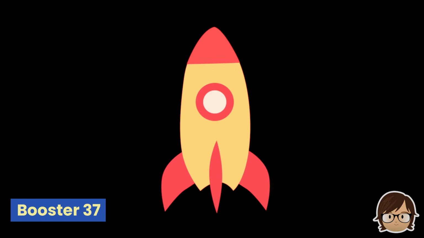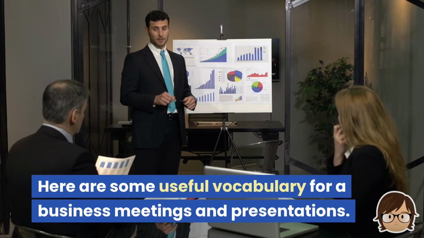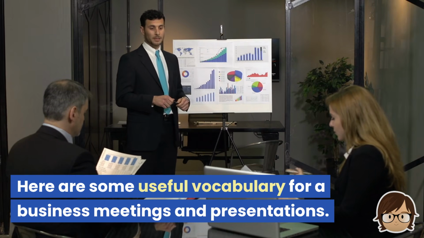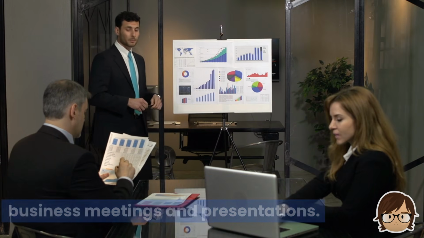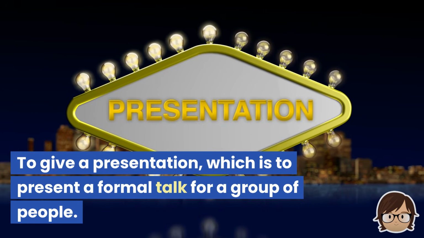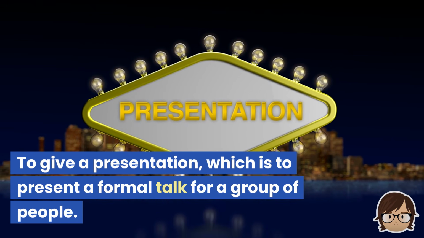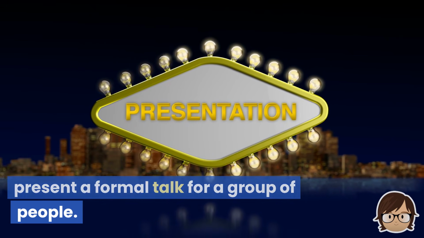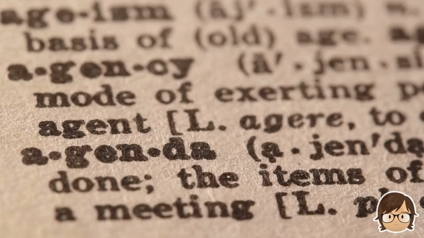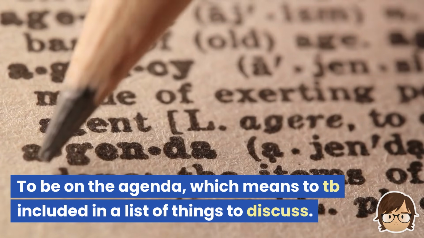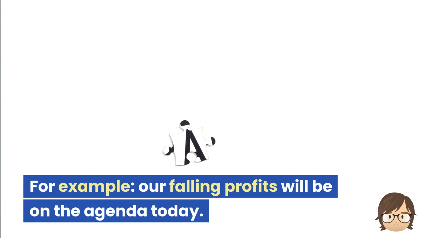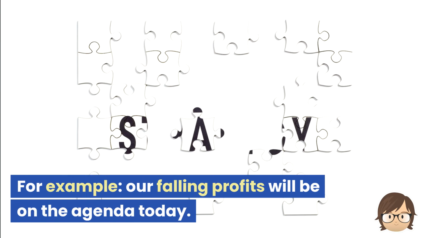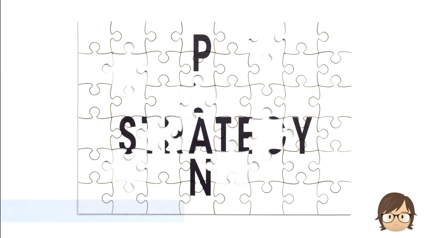Booster 37. Here is some useful vocabulary for business meetings and presentations. To give a presentation, which is to present a formal talk for a group of people. To be on the agenda, which means to be included in a list of things to discuss. For example, our falling profits will be on the agenda today.